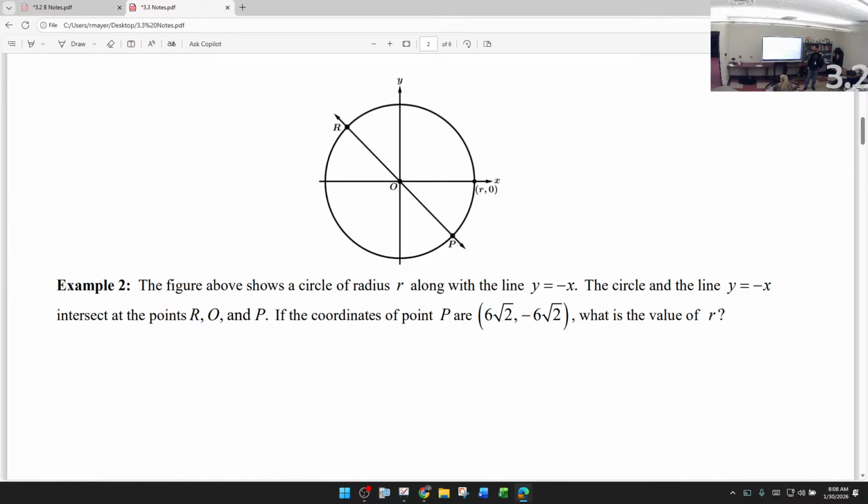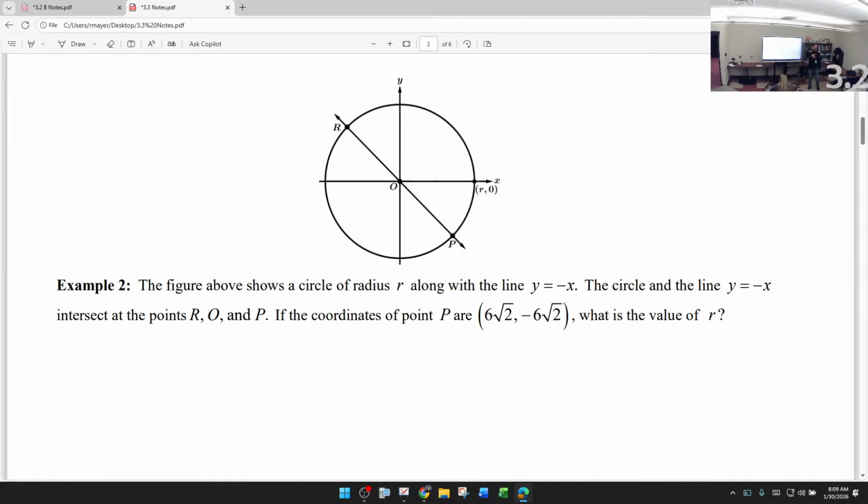The figure above shows the circle of a radius r with a line y equals negative x. You should know y equals negative x has a slope of -1, over 1, down 1, over 1, down 1, over 1, down 1, with a y-intercept of 0. That's like the easiest line in the world to draw, except it's the hardest because we're not used to seeing y equals x. We're used to seeing y equals 1/2 x plus 6. Y equals x is up 1, over 1, up 1, over 1. This is down 1, over 1, down 1, over 1.